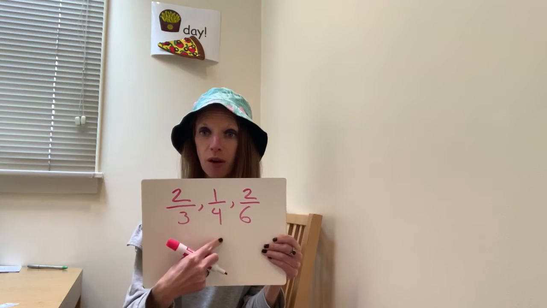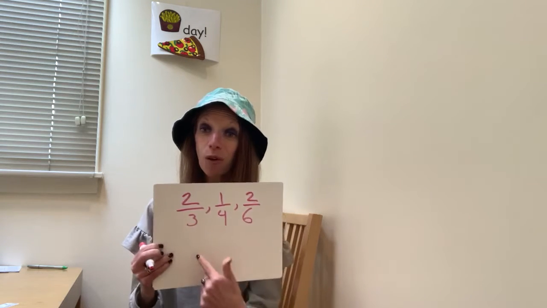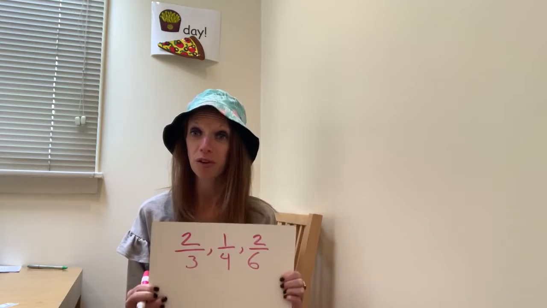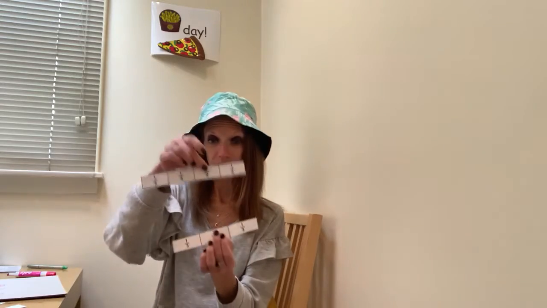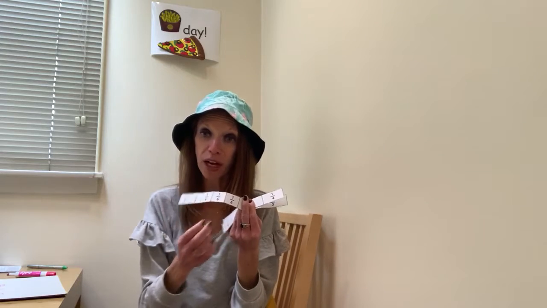We're going to start with, I'm going to say 2/3, 1/4, and 2/6. So I have my 2/3, my 1/4, my 2/6. But like I said, they all have different denominators. So the way we're going to order them is just to use our fraction strips. Easy. So I'm going to get out my thirds, my fourths, and my sixths. I'm going to bend them back.